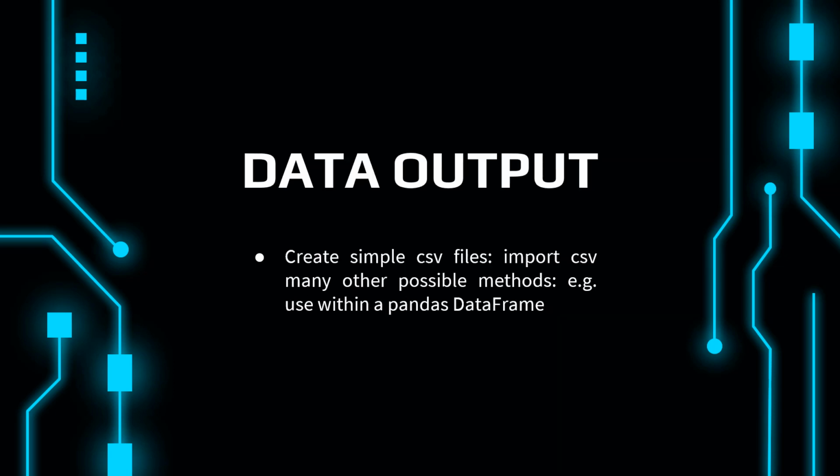Then the data output. Using BS4 we have scraped the data. Our purpose in using BS4 is definitely to scrape data. Now we have scraped the data that we want from the URL of the page we want. After that we have to create simple CSV files. Import csv, or many other possible methods, for example, use within a pandas data frame.